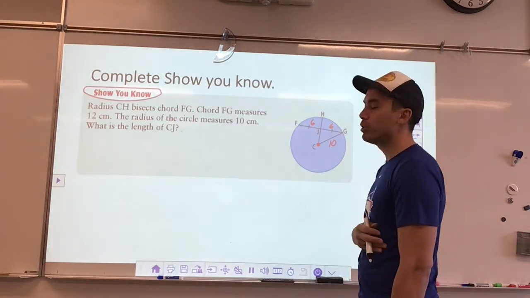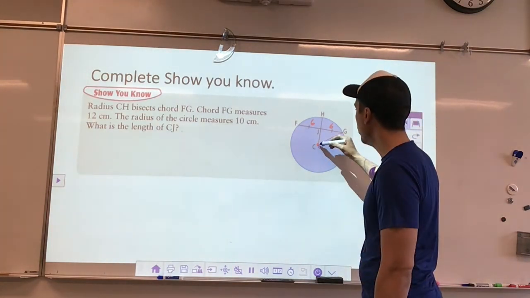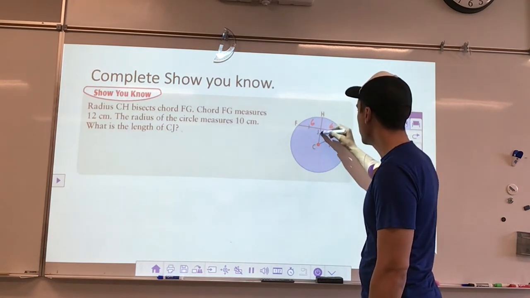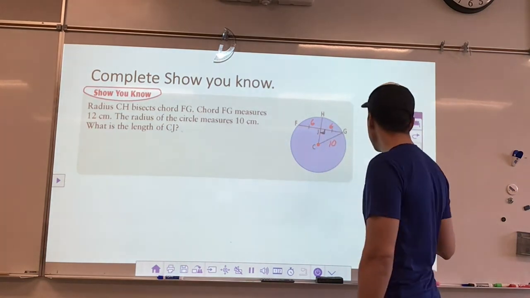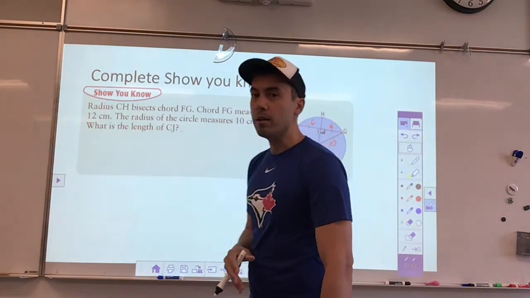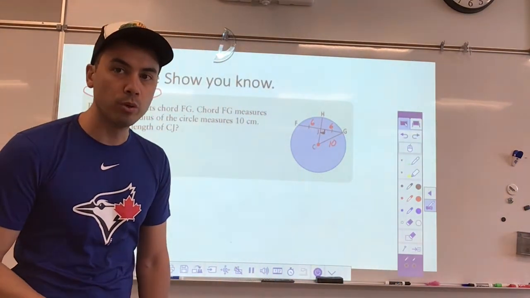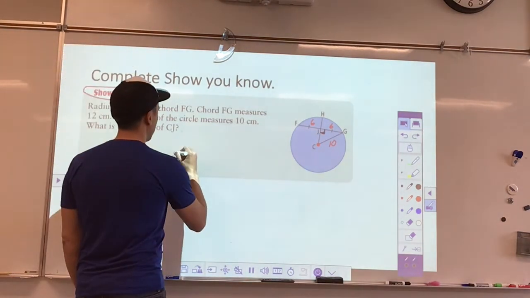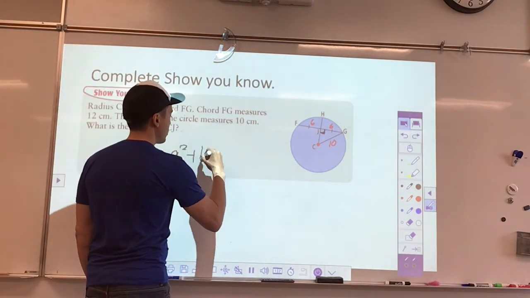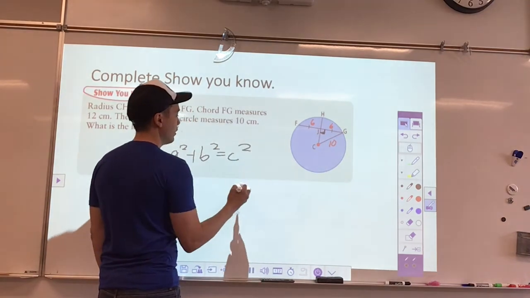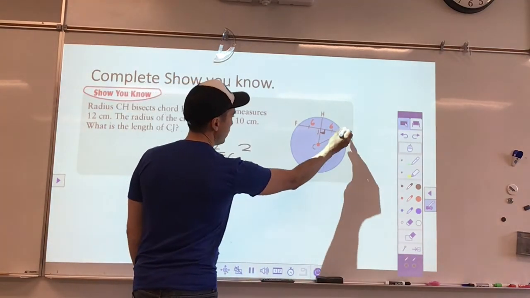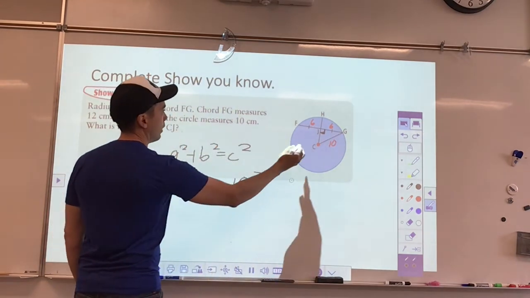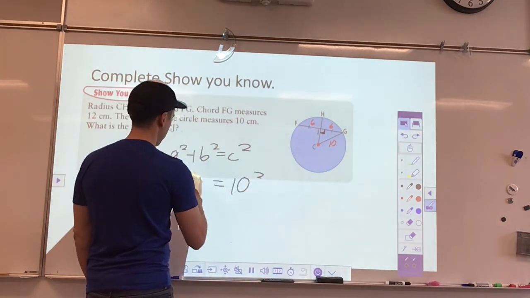I think I'm going to use the Pythagorean theorem because I know this chord is being split in two by a line, so I know that's 90 degrees. So I can now use the Pythagorean theorem. In most of these questions in 10.2, you will have to use the Pythagorean theorem. So here we go. A squared plus B squared equals C squared. C, the longest side right there, has to be 10. One of the legs is 6.